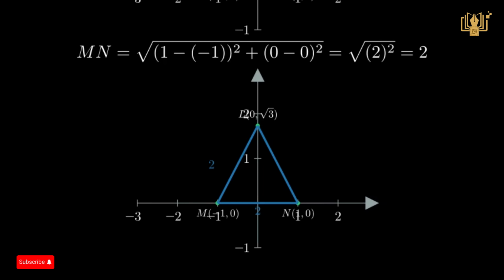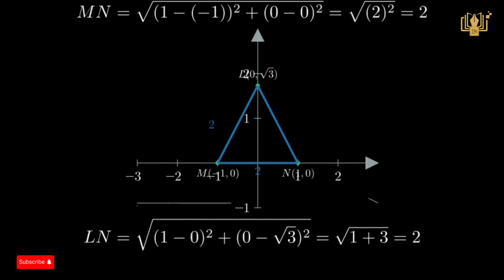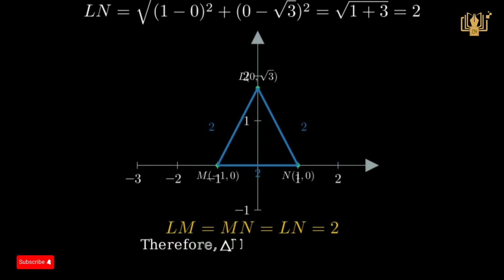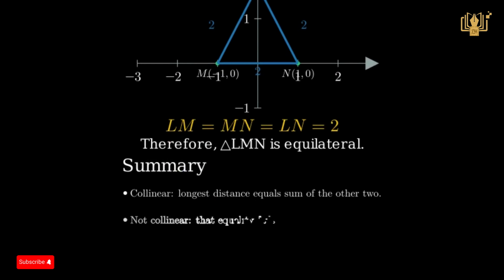Summary. We used the distance formula to test collinearity by checking if the longest distance equals the sum of the other two, and we showed a triangle is equilateral if all 3 side lengths match.